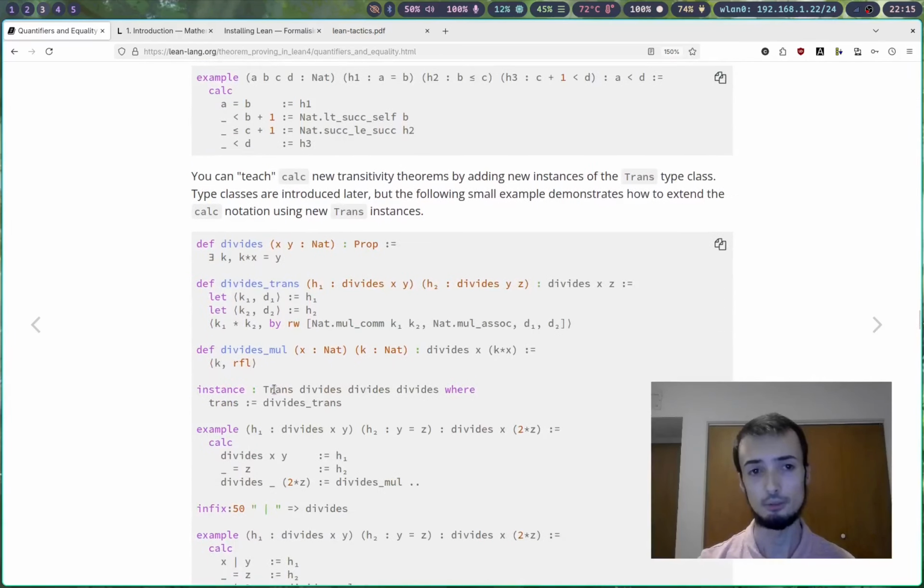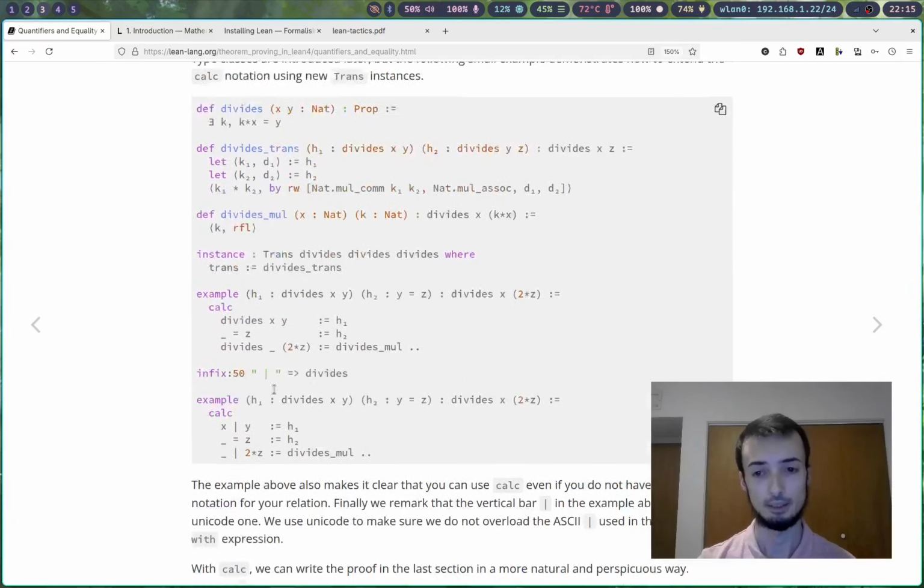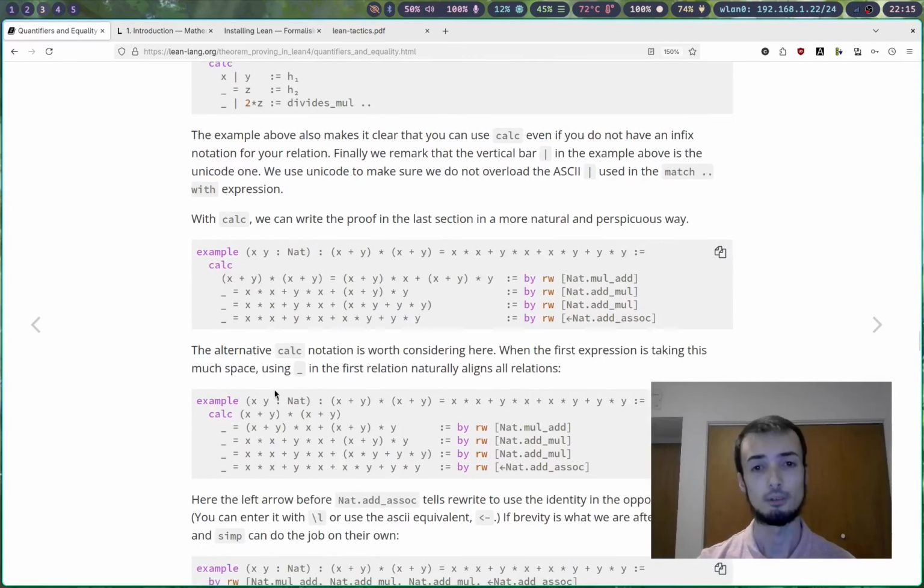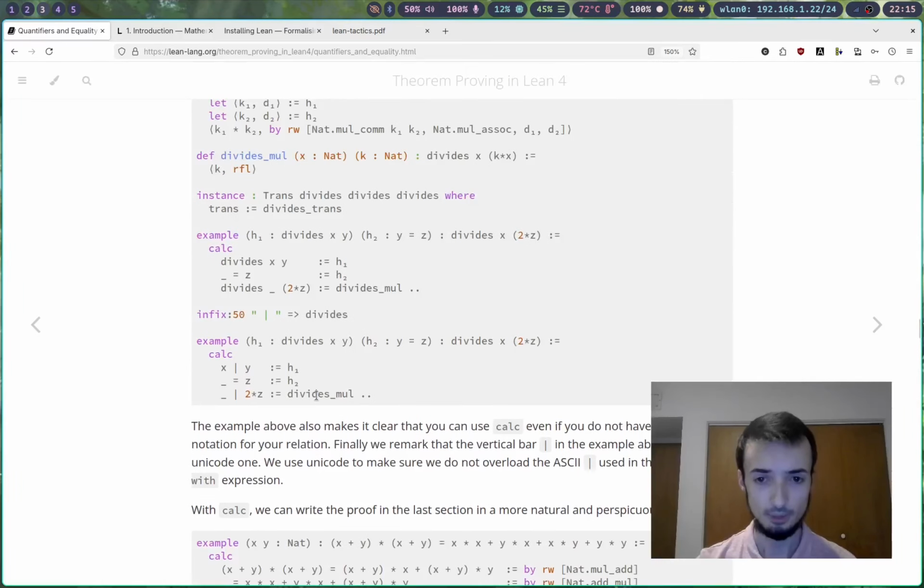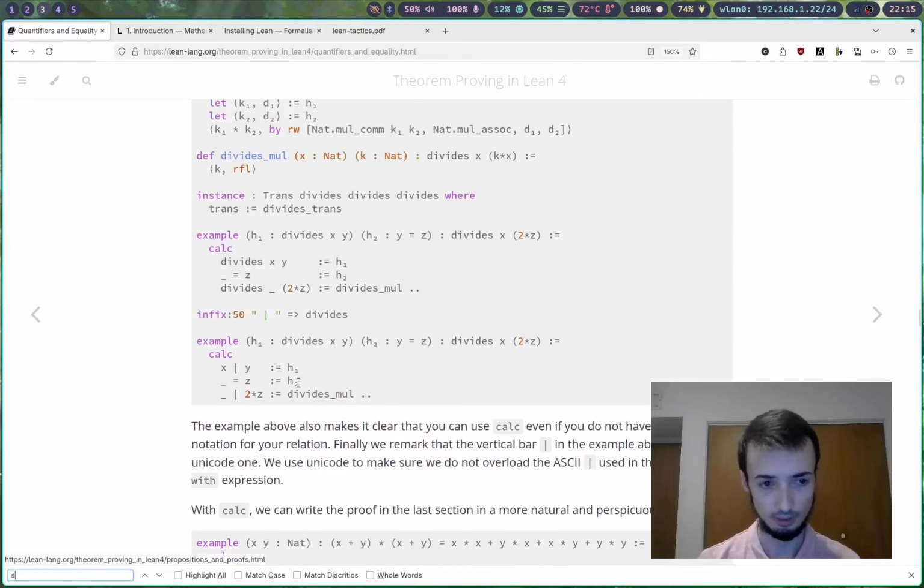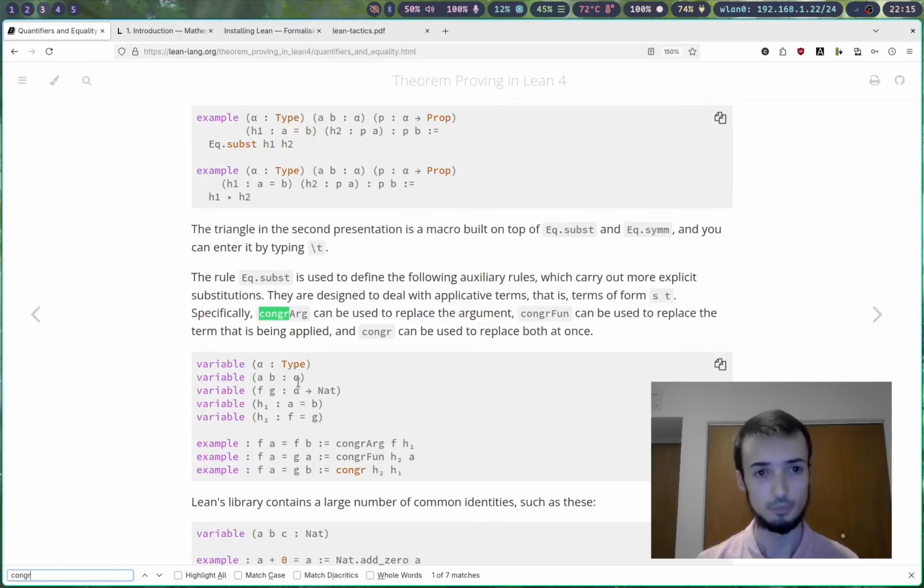So instead you use specific tactics and specific functions, namely congr and congrArg. But I don't think, does the book get to this? Let's do a little search for this real quick. Yeah, so congrArg, it's interesting how it's related to substitution, because they're very closely related. Obviously, they're both to do with equality.